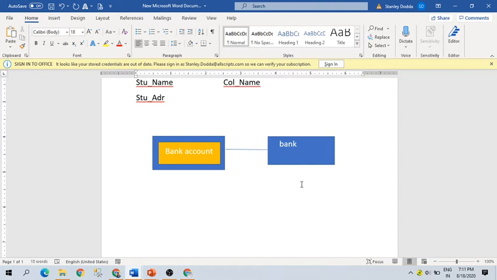So bank account is a weak entity, and a weak entity is represented in this format, in a double rectangle.